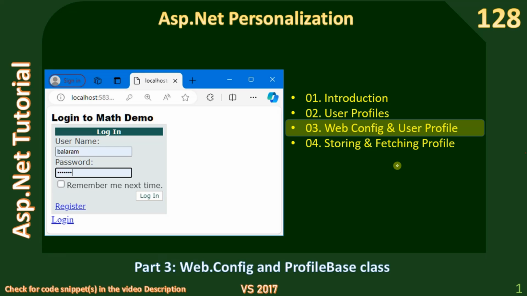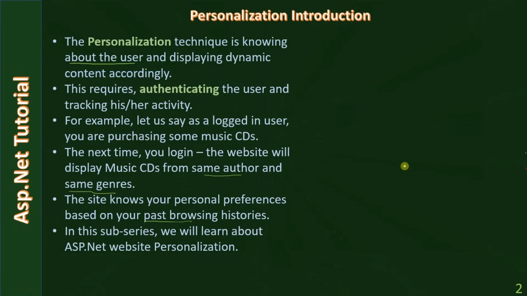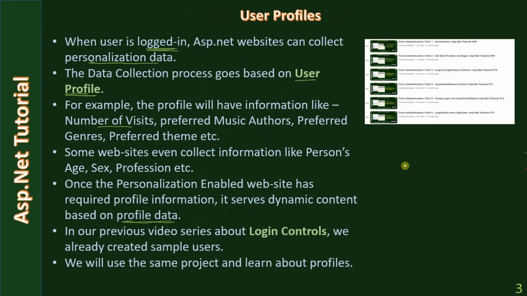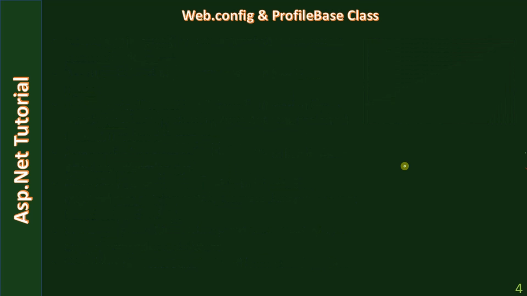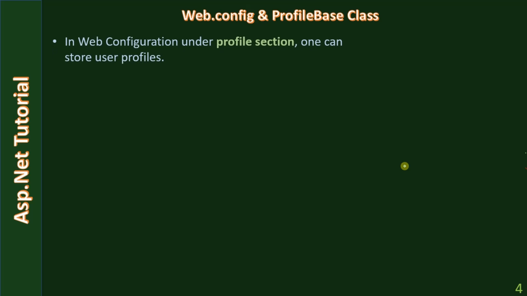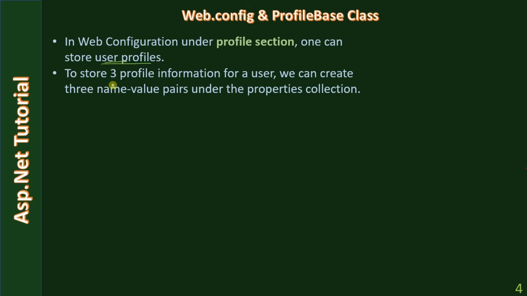In this video, we will learn about web.config file and user profile section. In the web configuration, under profile section, one can store user profiles. To store 3 profile information for a user, we can create 3 name value pairs under the profile collection.